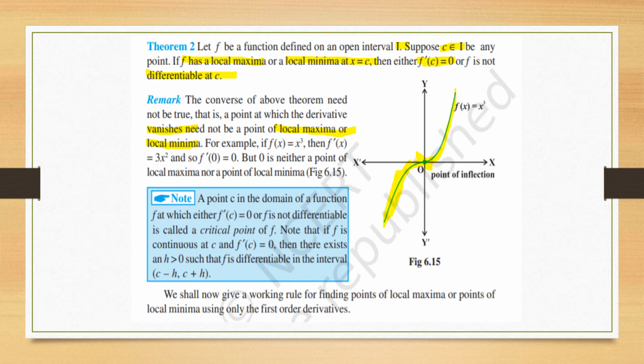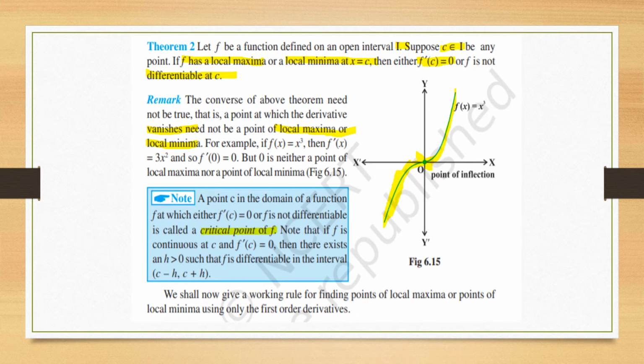So what is happening at this point is that it does not show maximum or minimum character. This is called a point of inflection. A point c in the domain of a function at which either f dash c is 0 or f is not differentiable is called a critical point.